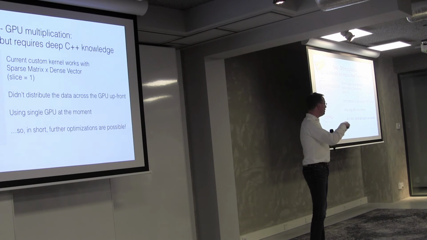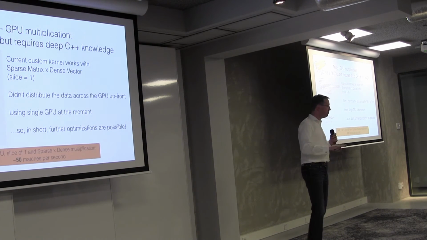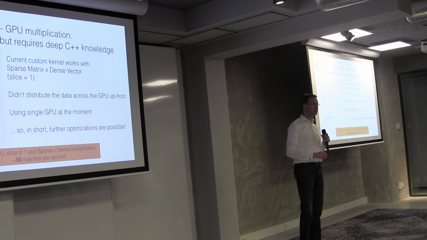And we didn't push the full matrices onto the memory of the card up front, only making the calculation in slices. So although further optimizations are possible, we've managed to get to 50 matches per second on the GPU at this moment.